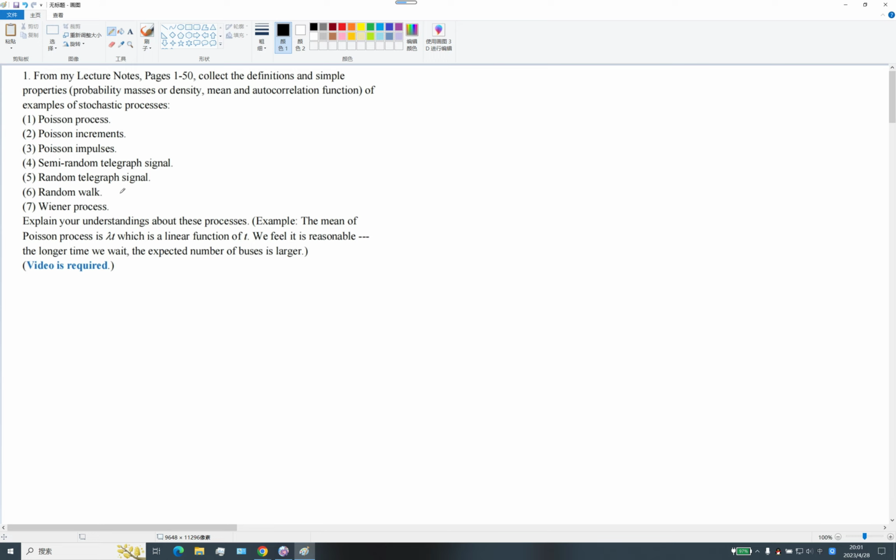We know that the Poisson process is like the probability of the number of calls received in T hours equals K. So it is the number in T time equals K, and it has a probability of e^(-λT) (λT)^K / K!. So this is the definition of the Poisson process.